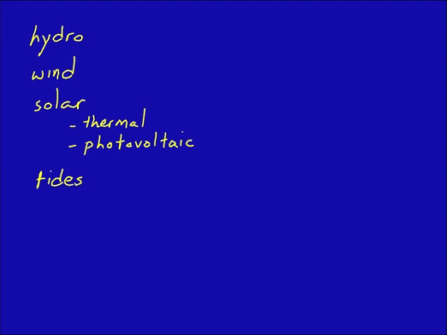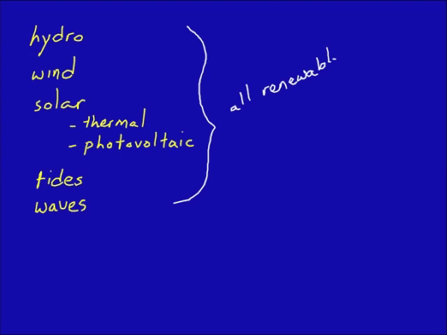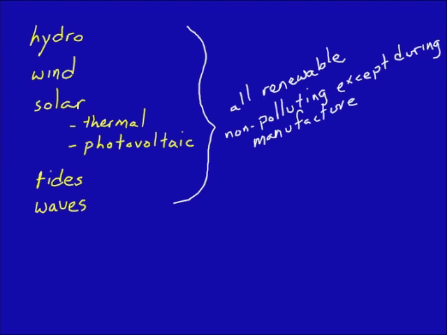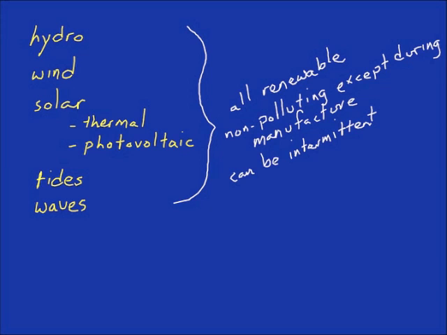Now let's take another look at these alternatives and a couple others. How about tides and wave power, all used to generate electricity? All of these alternative energy sources are renewable, non-polluting, except when you manufacture them, but over the long term they should be cleaner. But we must remember that no energy source is without its drawbacks. These alternative energy sources can be intermittent, like in the article I showed you above, and sometimes overabundant.